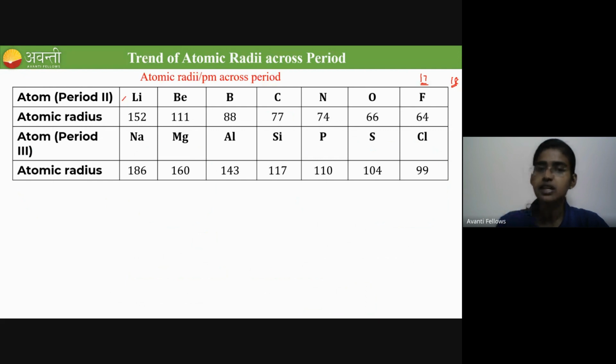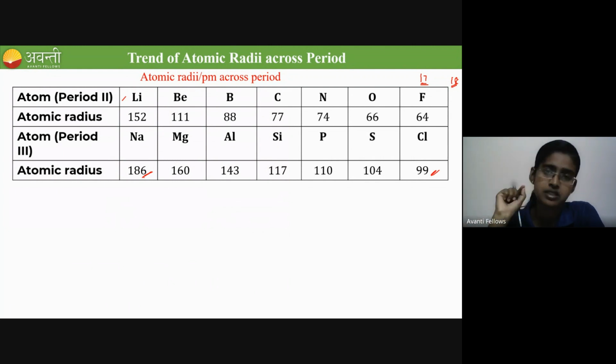because that will have an exceptional value compared to this fluorine. And if you see the trend for the second period and third period, the lithium atomic radius is 152 picometer and it is gradually decreasing, and fluorine is having 64. So from left to right, that is across the period, atomic radius decreases. And for third period elements also you can see, starting from 186, it is ending up with 99. Across the period, size decreases.